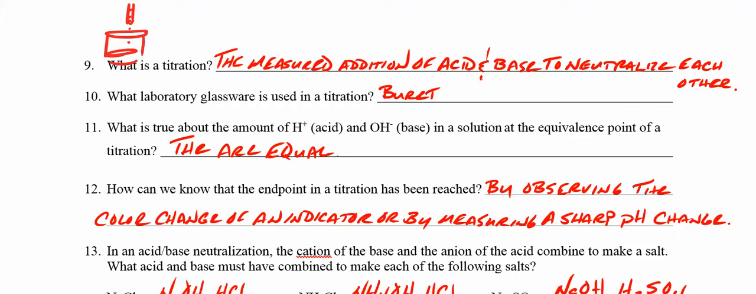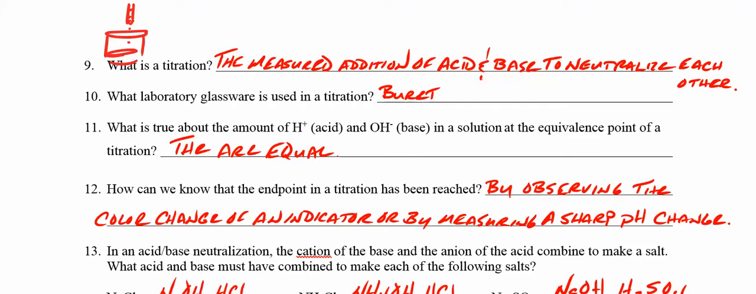We call that device on top, but this is for number 10. What laboratory glassware is needed in the titration? We call this device that was used to drip the acid or the base into the acid or the base in the beaker a burette. So that'll do it for number 10.